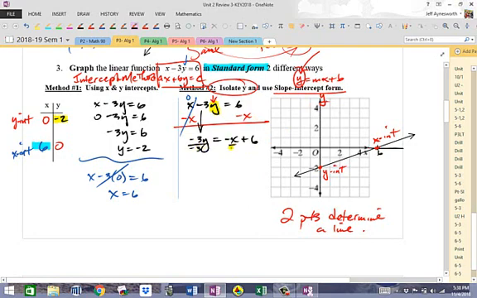Divide everything through by negative 3. Everything, all three terms. And you get y is equal to positive 1/3 x. Notice there's a 1 up here. Negative divided by negative is a positive, so they cancel out. 6 divided by negative 3 is negative 2. So I know the slope and I know the y-intercept.